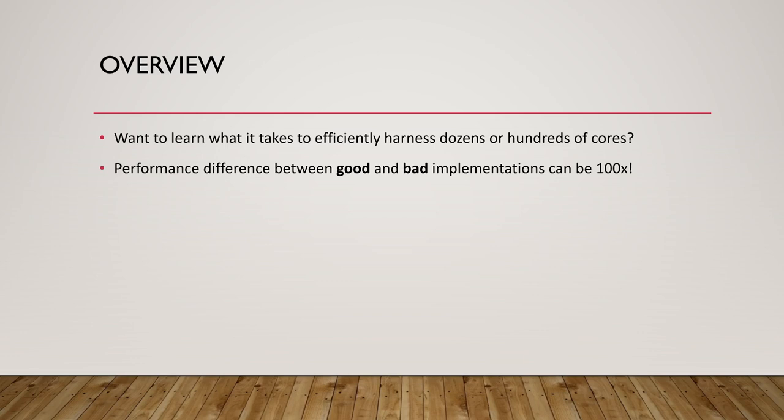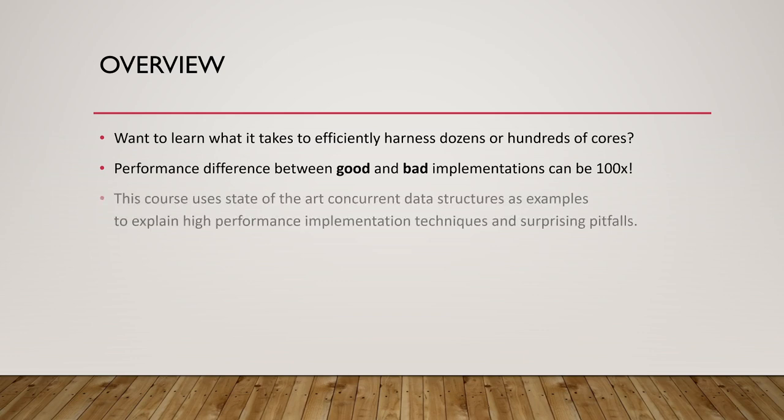The performance difference on such a large machine between a good and bad multi-threaded implementation can easily be 100 times or more. And so the goal of this course is to use state-of-the-art concurrent data structures as examples to explain high-performance implementation techniques and surprising performance pitfalls that can come up.